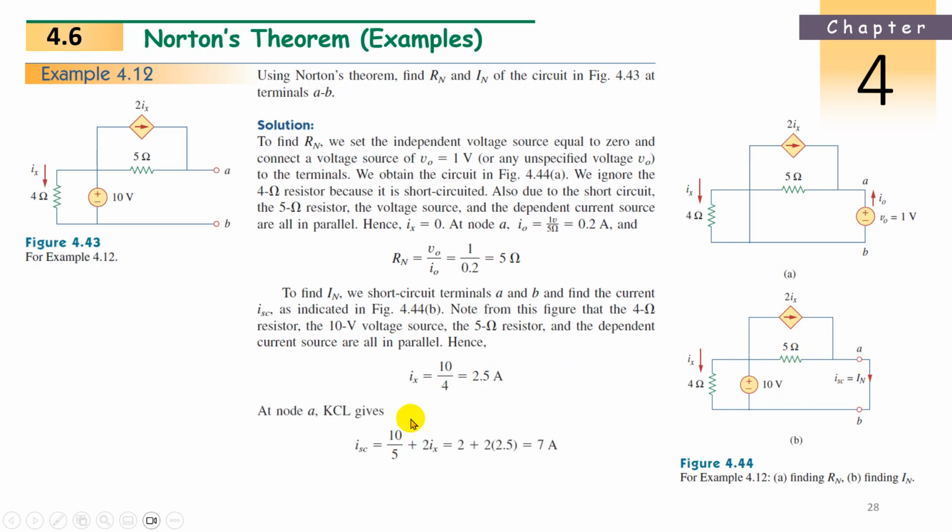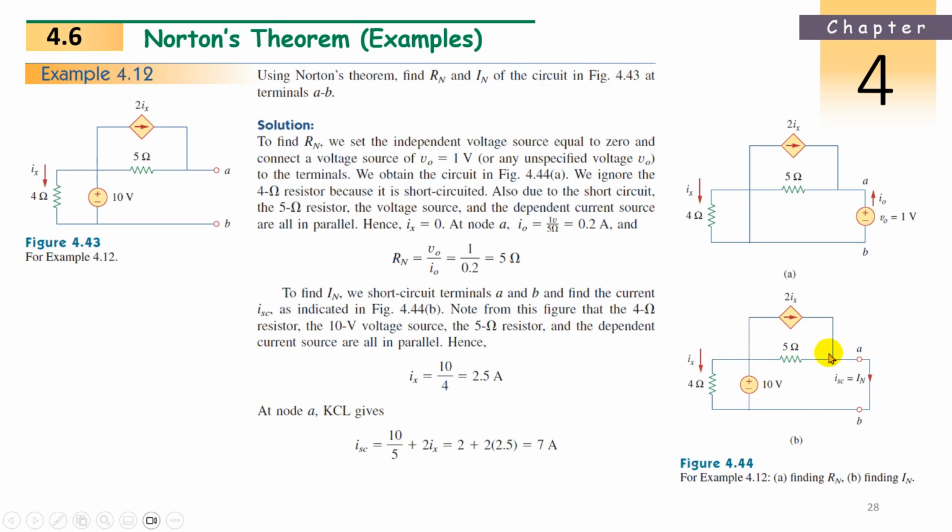Now we'll find what is IN. Now node analysis, KCL at point A. ISC is nothing but the current leaving this node, and two currents are entering. One is 2Ix, and the other flows from higher potential to lower potential. We don't know it here, so 0 plus, minus of minus, plus 10, so 10 divided by 5.